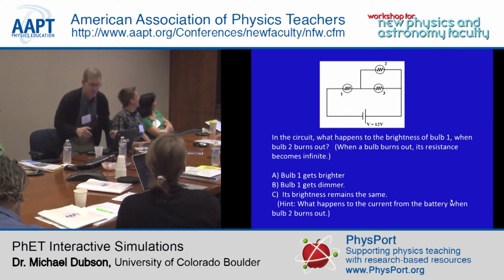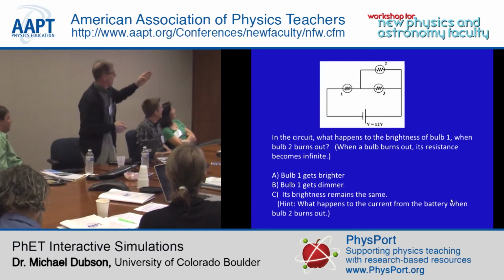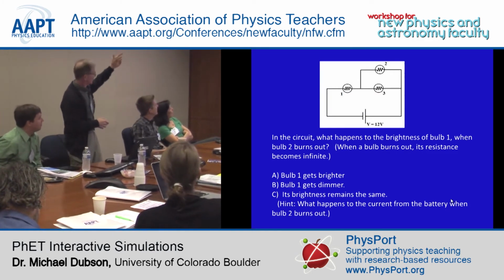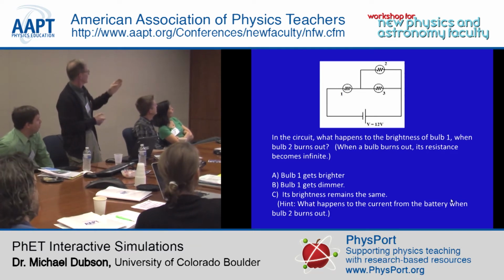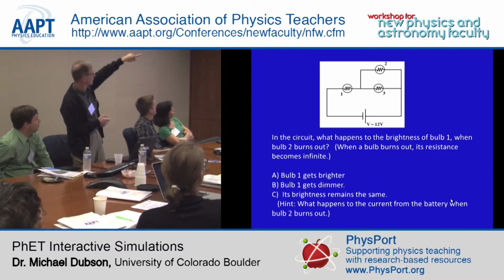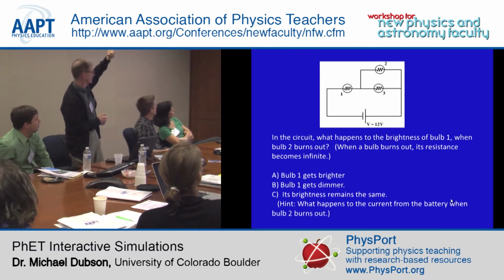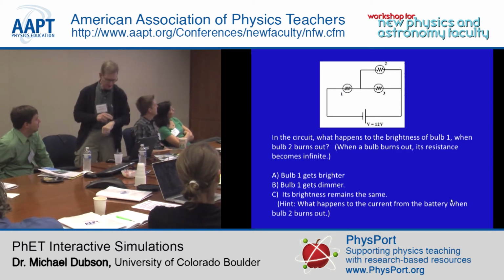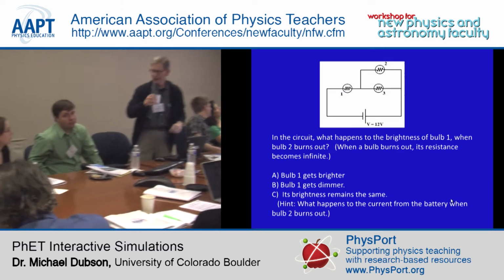Okay. All right. Here's a much harder question. Here's a circuit, a 3 light bulb circuit. In this circuit, what happens to the brightness of bulb 1 on the left when bulb 2 up top burns out? And there's a comment here. When a bulb burns out, its resistance becomes infinite. A, bulb 1's going to get brighter or dimmer, or its brightness is going to stay the same. Confer with your neighbors real quick and vote.